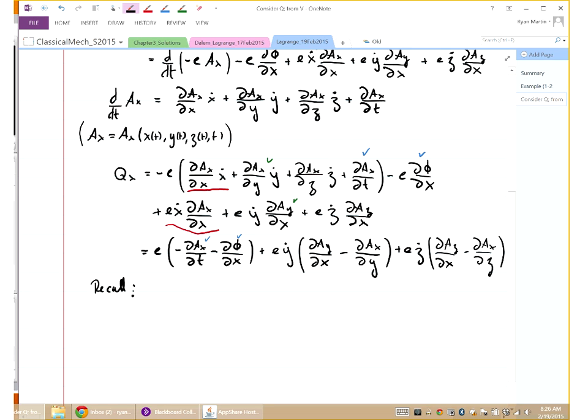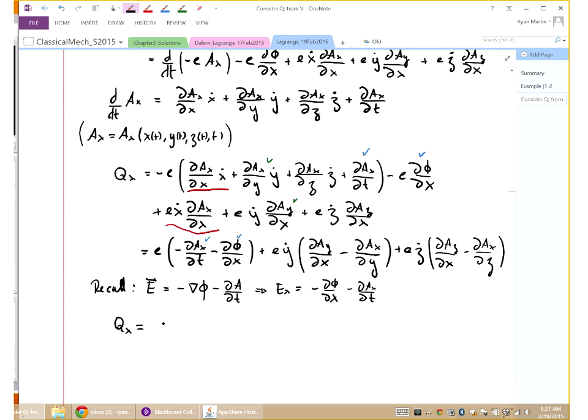So recall that the electric field E is given by minus grad phi minus ∂A/∂t. So the x component of that is minus ∂φ/∂x minus ∂Ax/∂t, which is exactly the first term.